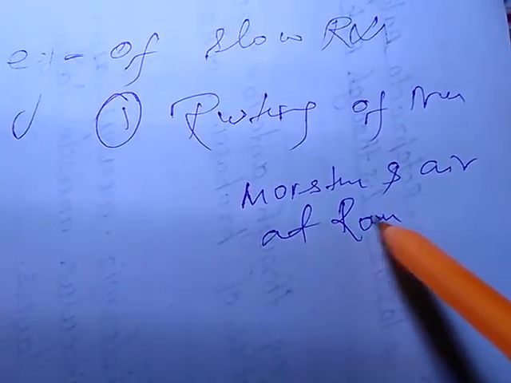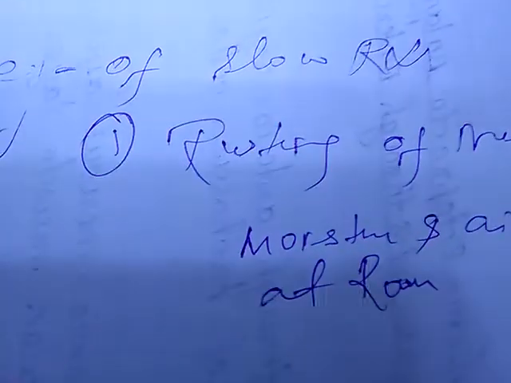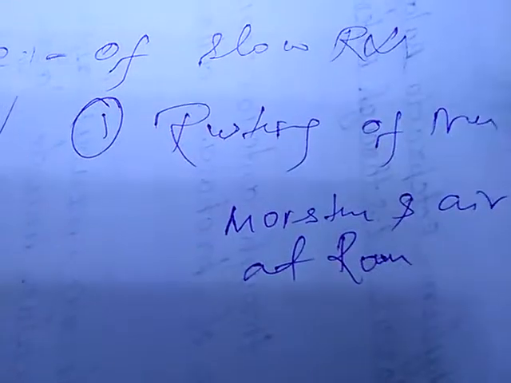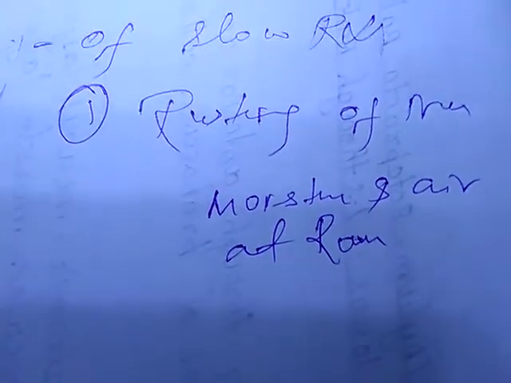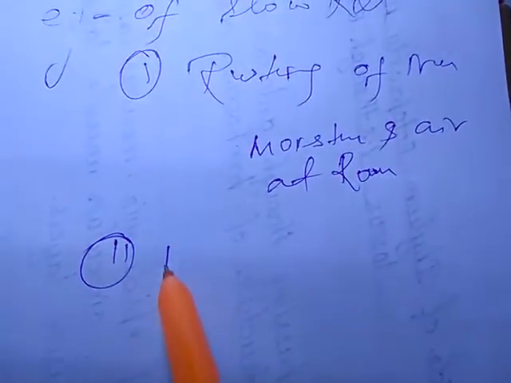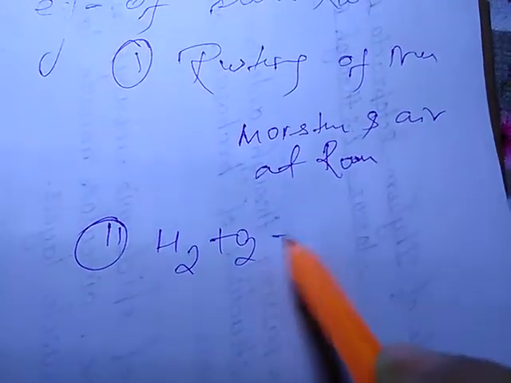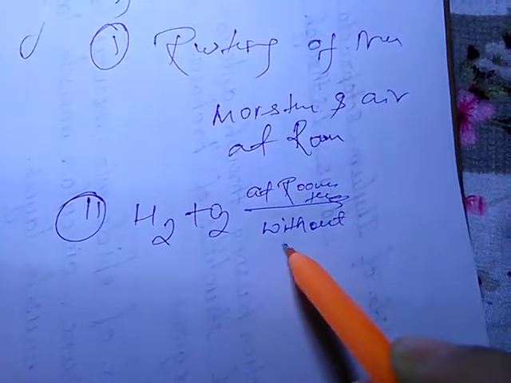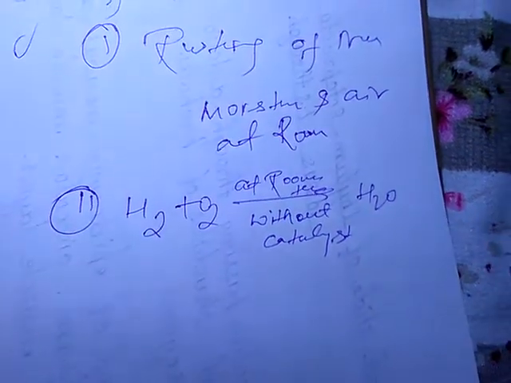If we talk about examples of slow reactions, number one is the rusting of iron. Rusting of iron in the presence of moisture and air at room temperature is an example of a slow reaction. It takes place over approximately a week depending upon the conditions. So in this example the reaction is occurring, but its rate is not practical to determine because of its very slow nature. Another example is the reaction between hydrogen and oxygen at room temperature. If hydrogen and oxygen combine at room temperature without any catalyst, it would lead to the formation of H2O, but it would be very slow.